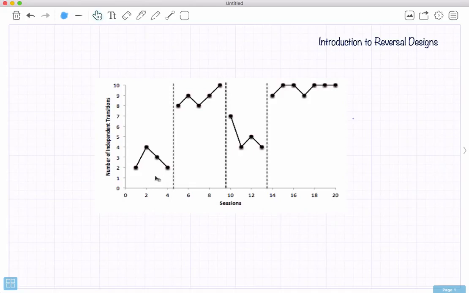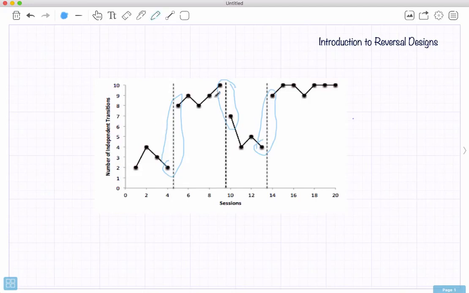The next thing is, are there 3 attempts to demonstrate an effect? And here's where we see the attempts to demonstrate an effect. So this is the first attempt from this point to this point. Okay, that's one demonstration of effect. Was there a change from the last point in the baseline to the first point in the intervention? And we would say yes. The second demonstration of effect is here between the intervention phase and the baseline phase. And the third demonstration of effect is here.